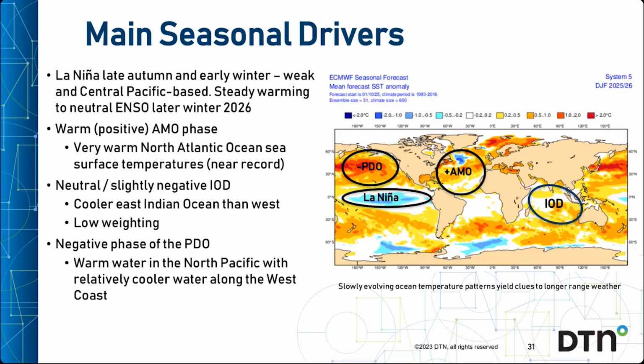Then in the Northern Pacific, the negative phase of the Pacific Decadal Oscillation, the PDO, and it's rather unusual to have such North Pacific warmth alongside La Nina. But if we look at years in the past that most closely match these and other drivers, we get an idea of what might occur through the coming winter.